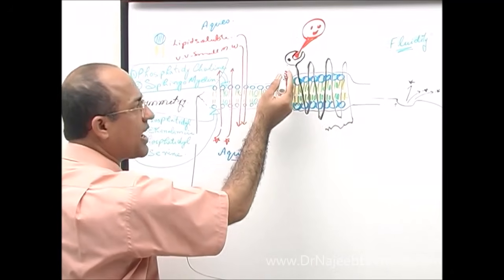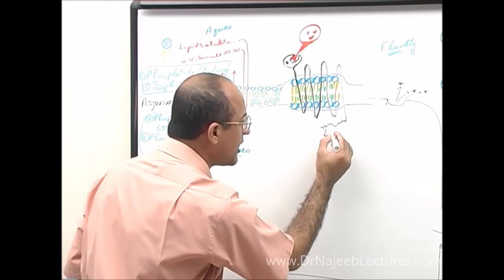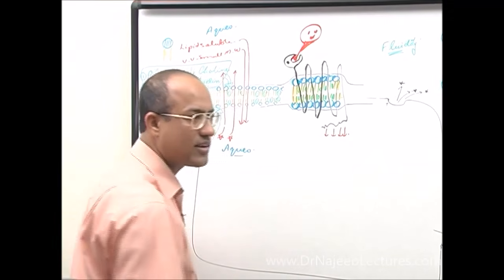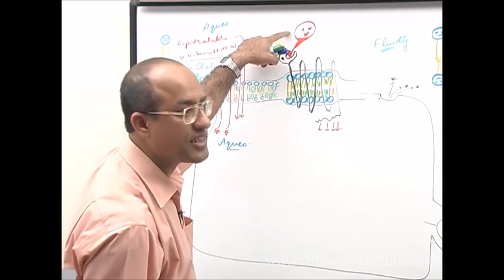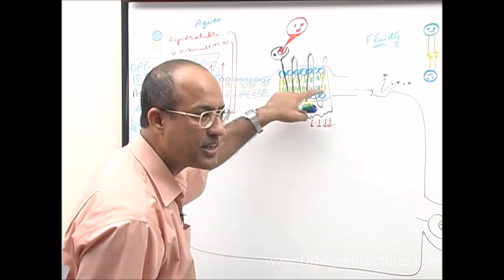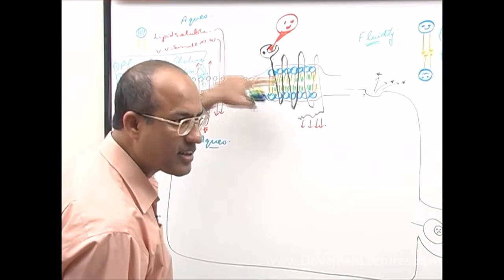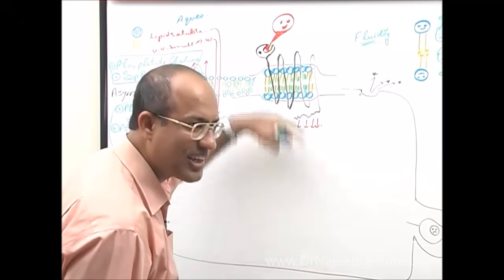Whenever this molecule binds here, this starts moving the tail end, and this will give a signal into the cell. For example, this is epinephrine or norepinephrine. This is the receptor of epinephrine or norepinephrine. When epinephrine binds here, the receptor gives an intracellular signal.